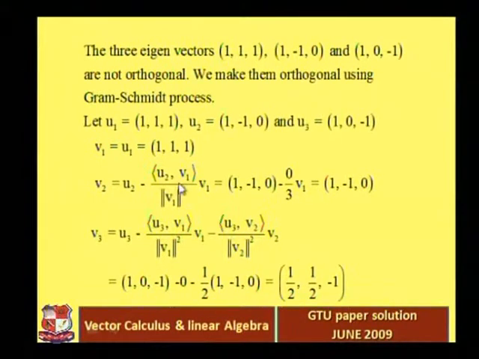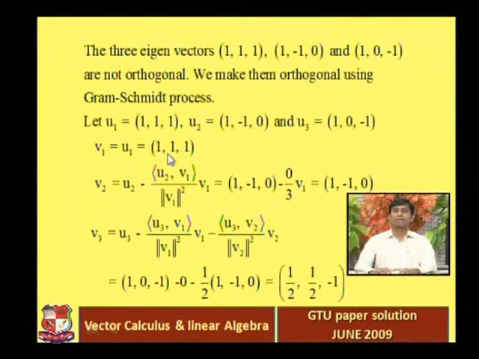Now what is the inner product of u2 and v1? This is our u2 and this is our v1, so it is simply the dot product using the Euclidean inner product. That is 1 into 1, 1; minus 1 into 1, minus 1; and 1 into 0, 0. So that is 1 minus 1, which is equal to 0. So u2 minus inner product u2 v1 upon norm v1 square into v1 is 1, minus 1, 0 minus 0 into v1. So we get v2 equal to u2, that is 1, minus 1, 0.